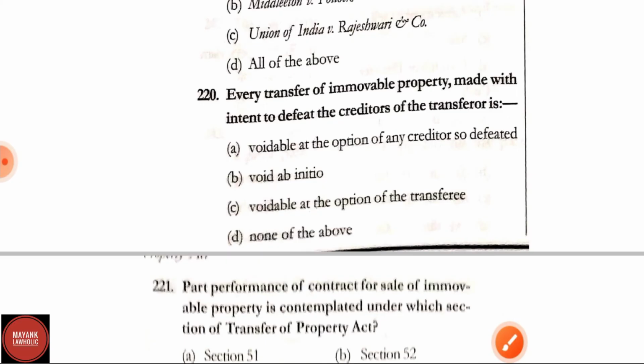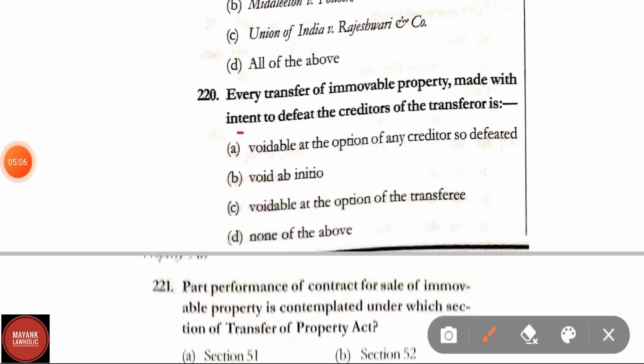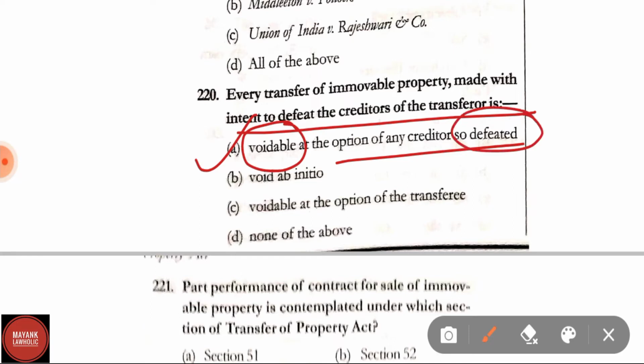Question number 220. Every transfer of immovable property made with intent to defeat the creditors of the transferor is voidable at the option of any creditors who defeated, void ab initio, voidable at the option of the transferee, none of the above. Here correct answer is option A, that is voidable at the option of any creditors who defeated.